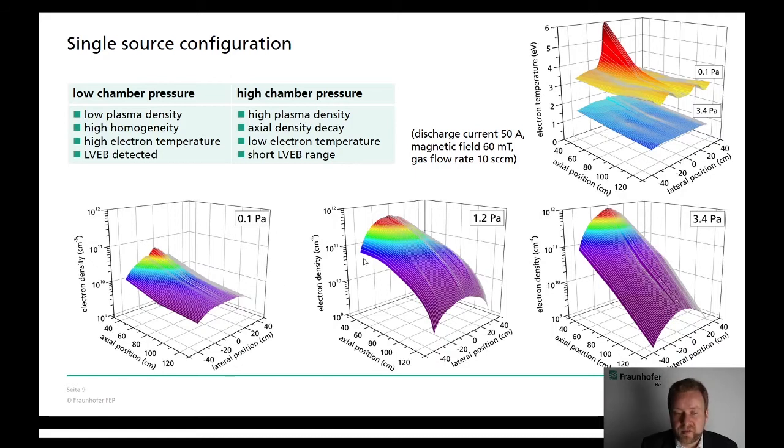As we go up with the process pressure, the electron density goes high as well, because the low voltage electron beam has more collision partners at higher pressures, so also the plasma density goes up. But due to the reduced range of these electrons, the decay of the electron density on the axis is also increased. On the upper right side, we see the electron temperature. It's higher for the case of lower pressure, and we even see in the low pressure case some last tail of the LVEB itself, represented by a higher electron temperature.